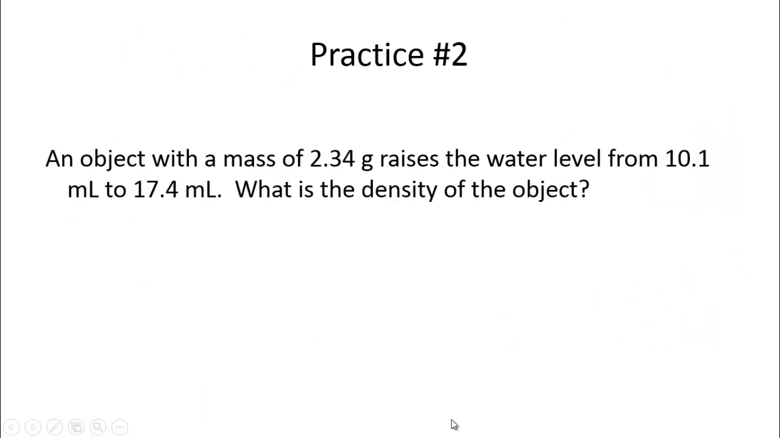So here we've got a quick practice problem, number 2. Doing the math now. Here's some things you need to do when you do the math problems for me: circle what you're looking for, and underline some information that's useful. So here we go. An object with a mass of, well, that's important, mass of this, raises the water level from 10.1 milliliters to 17.4 milliliters. What is the density? Okay, so we're looking for density, so D equals question mark here. Here was a mass, so I'll put that M by that. And here it says the water level raises from 10.1 to 17.4.